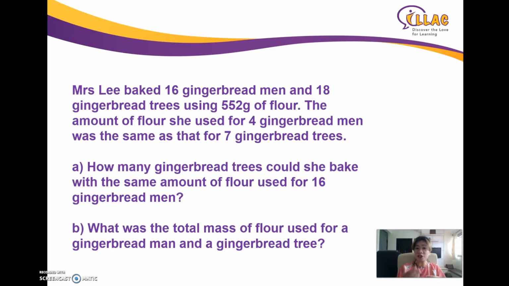But the situation changes. The amount of flour she used for 4 men is equal to 7 trees. So this is a situation that changed. They didn't use 16 plus 18 equals 552 anymore. They give you another ratio. So how do you do this kind of question when the situation changes? You can think of it as two sets of conditions given to you. This is when you use the T model.